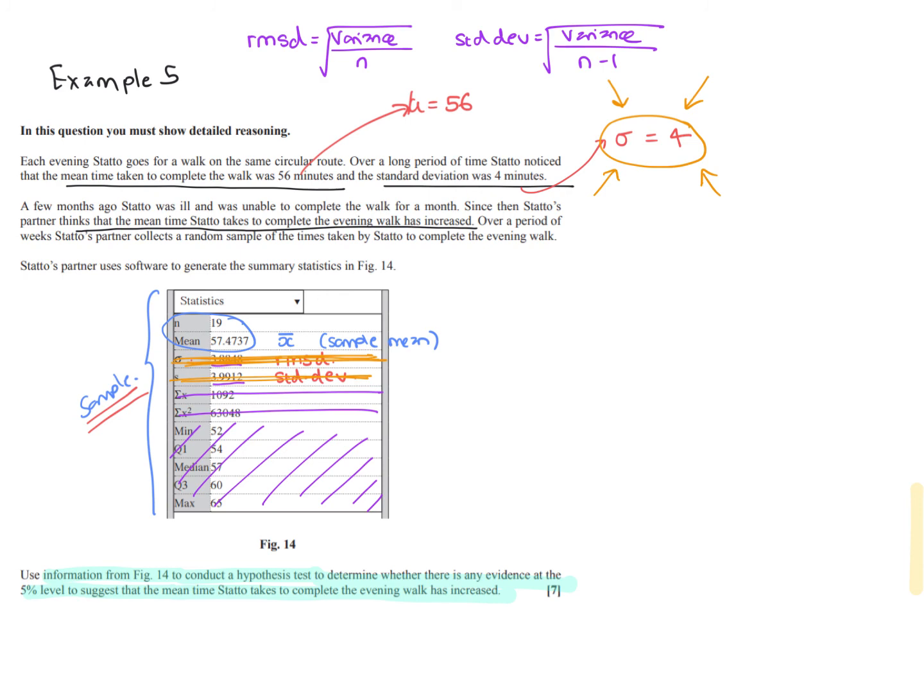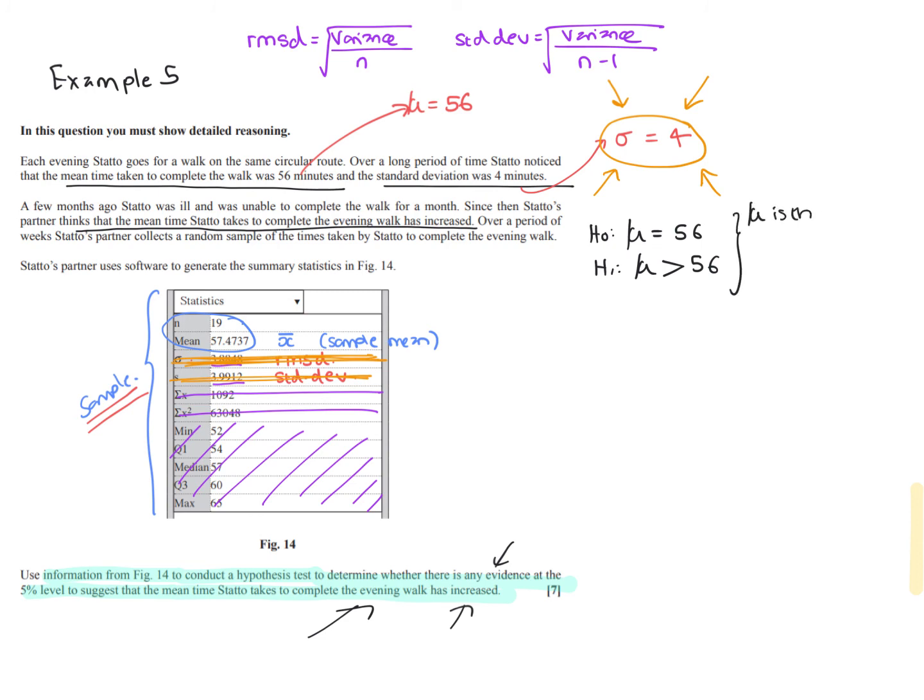So what will our hypotheses look like? Well, H0 is the status quo, which is that mu is 56. H1, based on the question, we're testing for evidence to suggest that the time taken to complete the walk has increased. So that would suggest that mu is greater than 56.